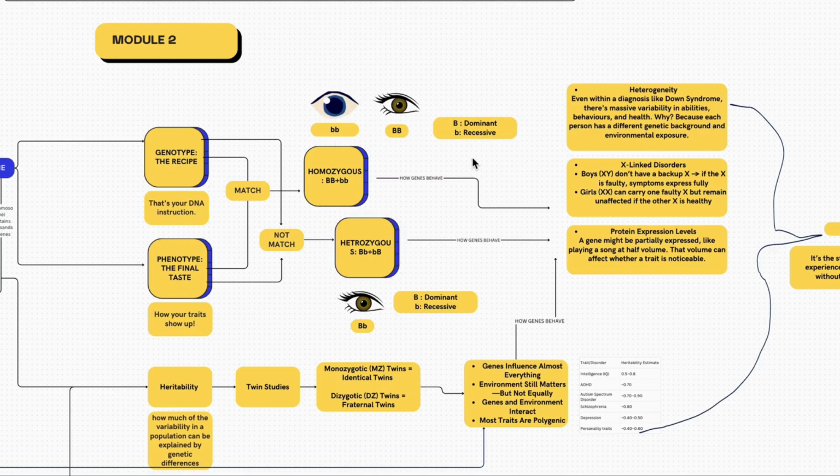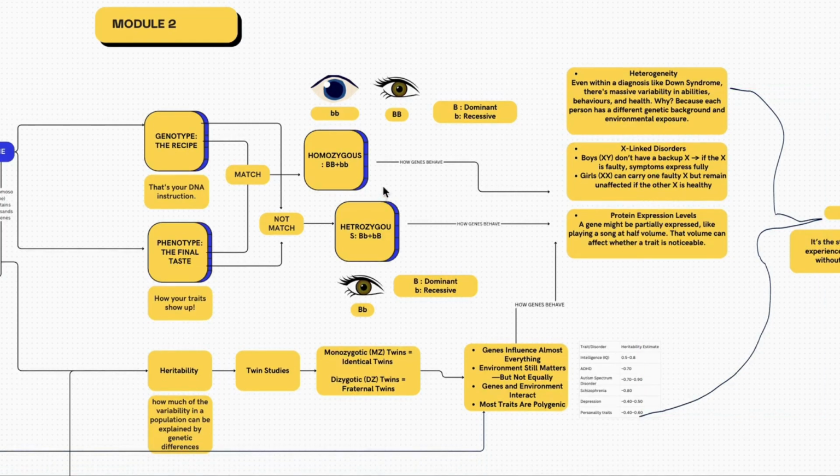Heterogeneity: even within a diagnosis like Down syndrome, there's massive variability in abilities, behavior, and health. Why? Because each person has a different genetic background and environmental exposure. X-linked disorders: boys, XY, don't have a backup X. If the X is faulty, symptoms express fully. Girls, XX, can carry one faulty X but remain unaffected if the other X is healthy. And protein expression levels: a gene might be partially expressed, like playing a song at half volume. The volume can affect whether the trait is noticeable or not.